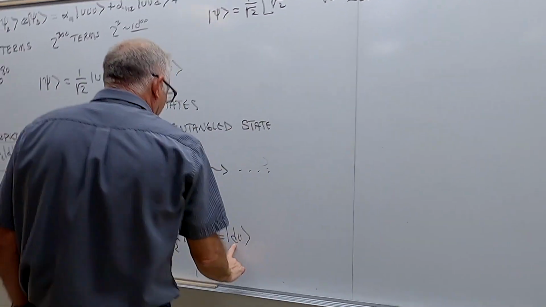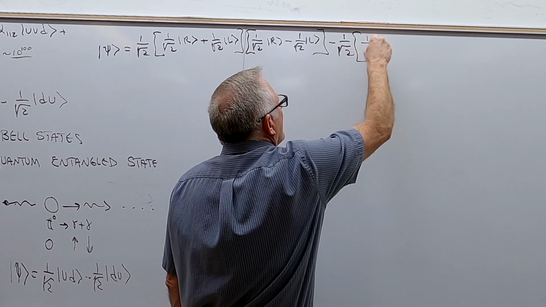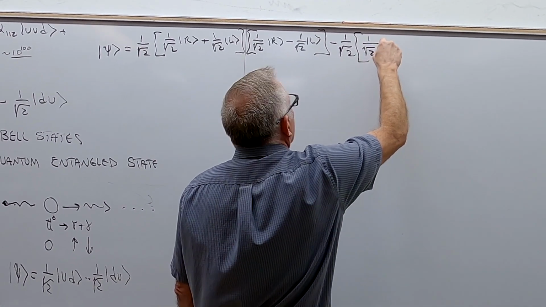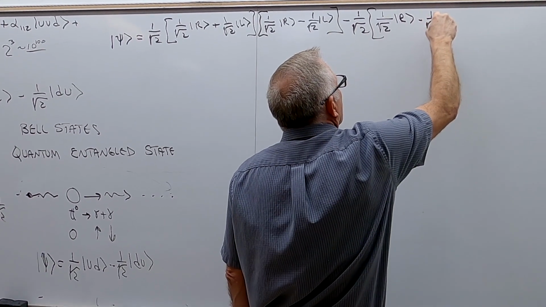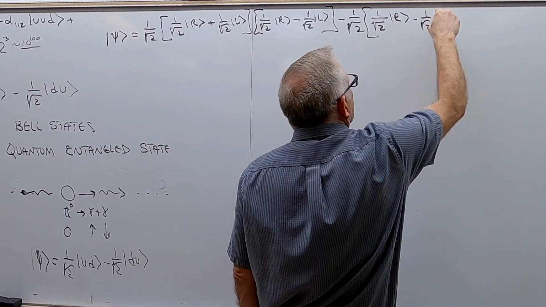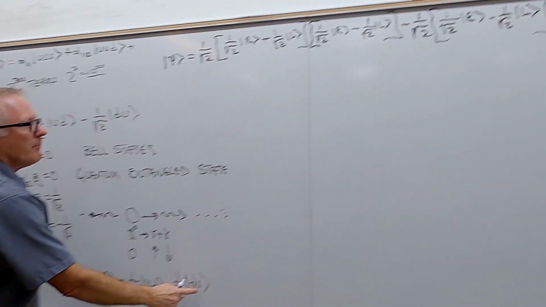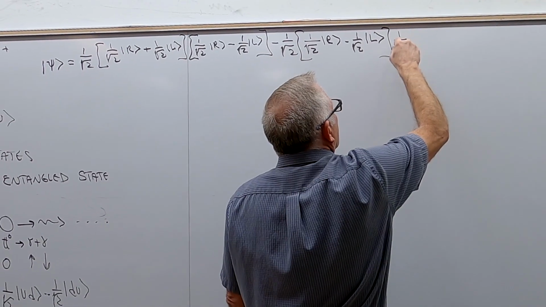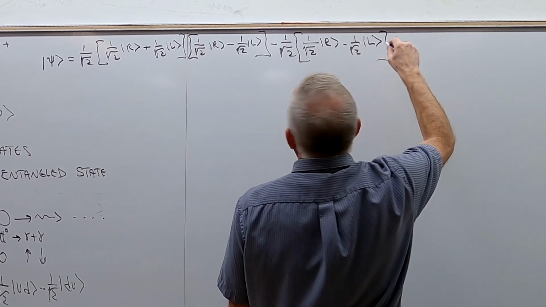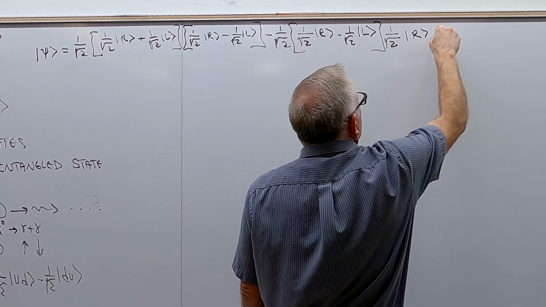We got the down, which is this one. 1 over the square root of 2 right minus 1 over the square root of 2 left times our last up, which was this term. 1 over the square root of 2 right plus 1 over the square root of 2 left.